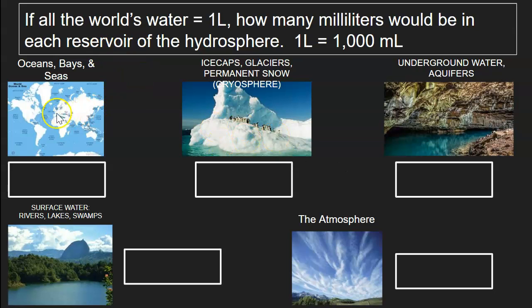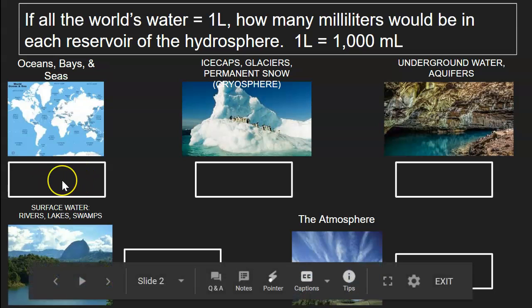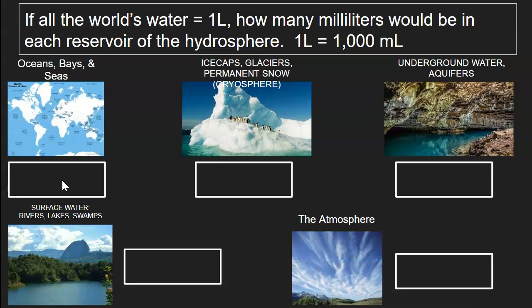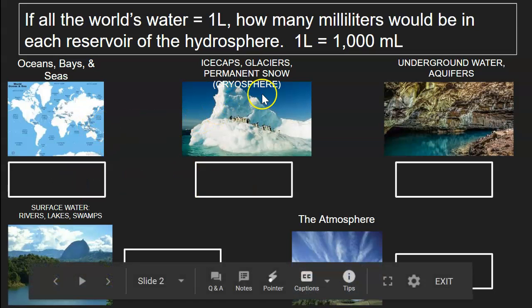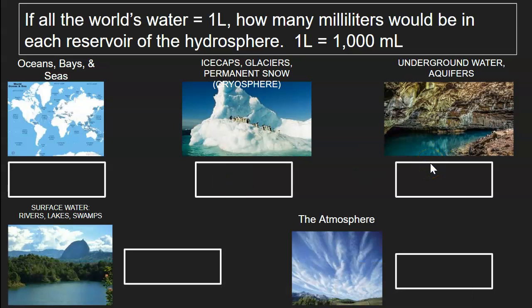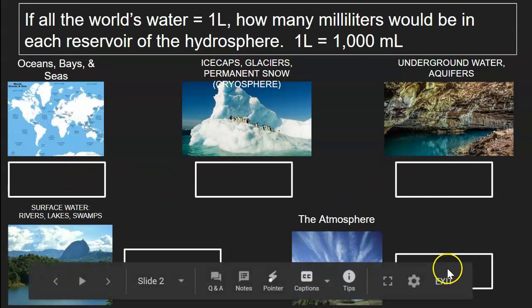So how many milliliters do you think are in oceans, bays, and seas? You would double click in that box and type in your guess. I'm not going to give you any guesses, but it would be some number of milliliters, okay? And then when you go to ice caps, glaciers, snows, you think, well, I think it might be this much. You're thinking that all of the world's water is 1 liter. So when you add up these 5 boxes, you should get 1,000 milliliters.